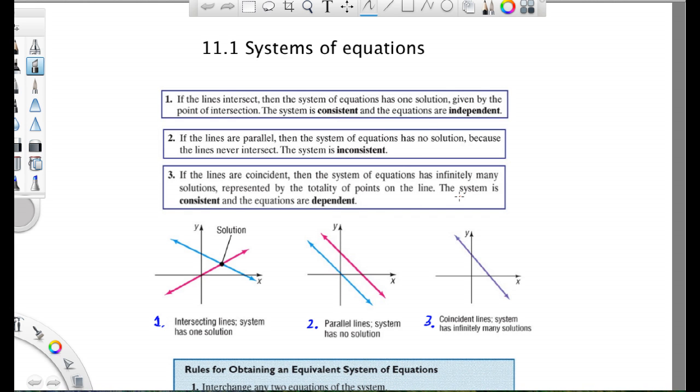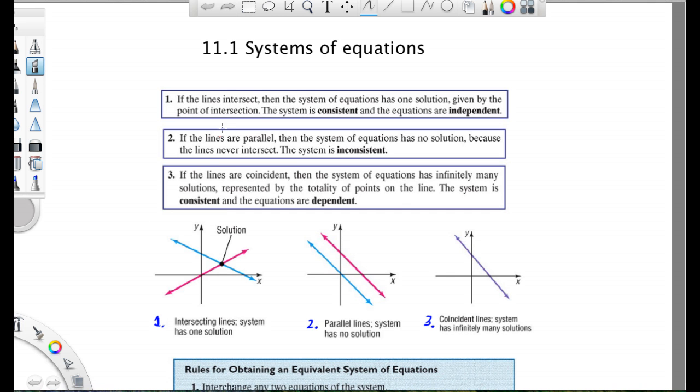11.1 Systems of Equations. Hopefully this is mostly review. We do need to look at some vocabulary though as well. So we're most familiar with systems when it concerns two lines, like what we have here. And we have different types of systems.